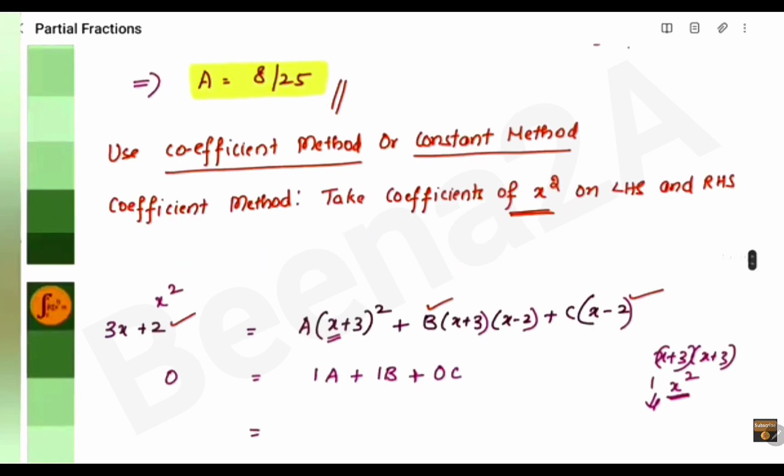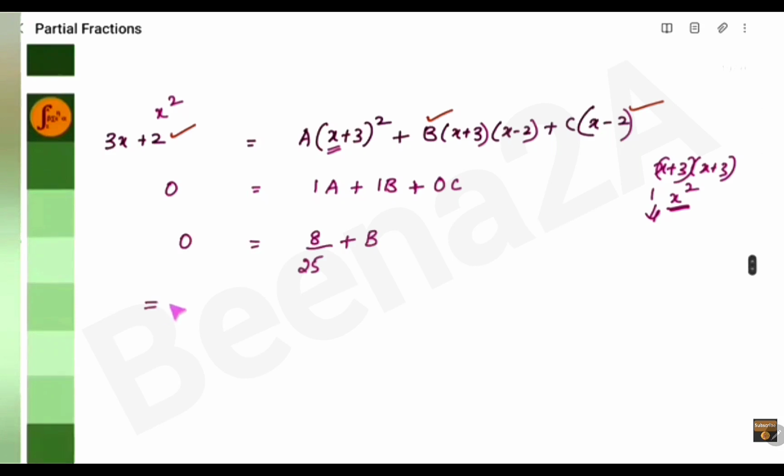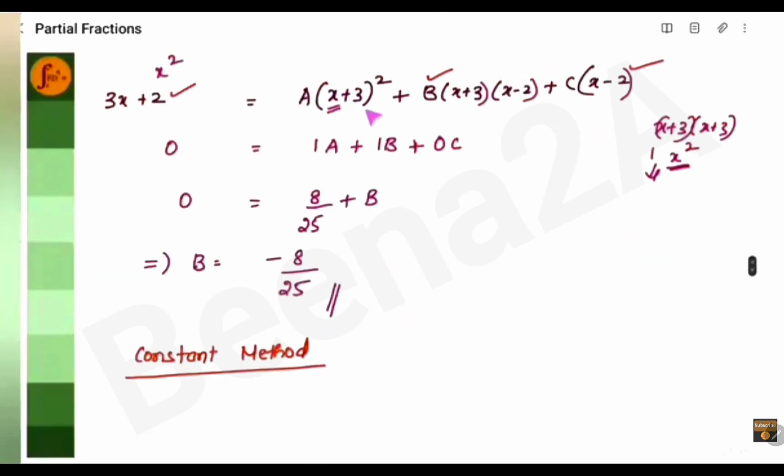Now, we know the value of a, which is 8 by 25. b, we'll have to find out. And this is equal to 0. Now, this means b is equal to minus 8 by 25. So, here we have obtained the value of b. Now, there is another method, constant method. So, in this equation, we'll take the constants.